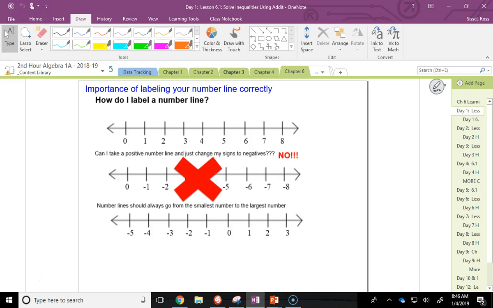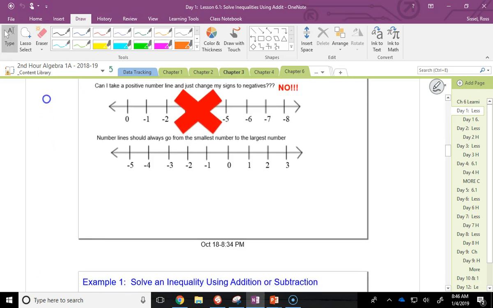You can take a positive number and just change the signs to negative. No. When we do this, it does not go 0, -1, -2, and go that way. Your number line should always go from the smallest to the largest, reading left to right. So this is a rule, so I stay consistent in math. -5. When we work to the right, our numbers are getting larger. So your negatives are going left, your positives are on the right.